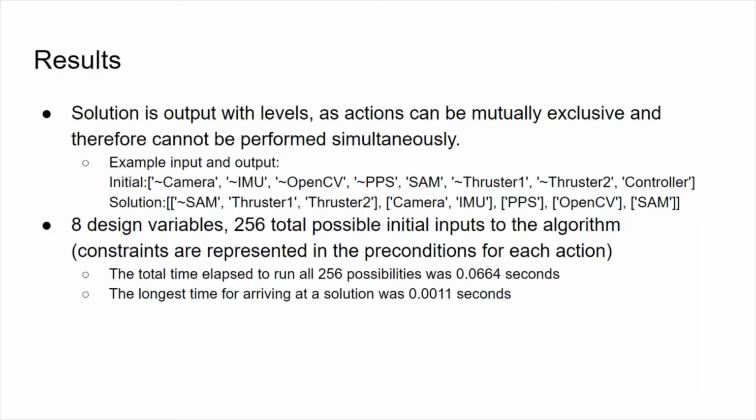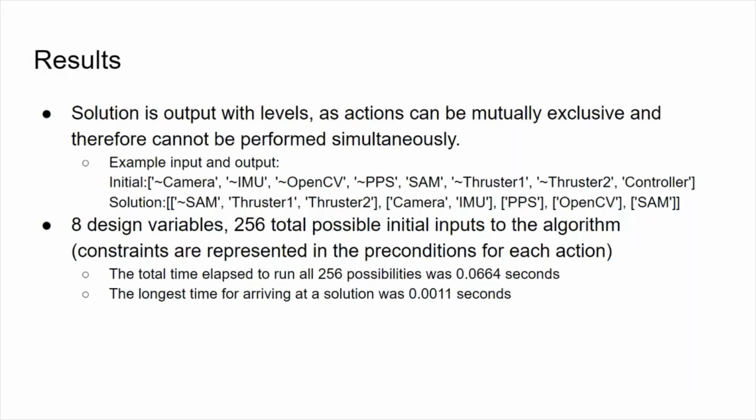And so here are some of the results. The solution is output to be very understandable and to be taken at different levels. And so, like I talked about before, some actions can be mutually exclusive. In other words, they can't be performed simultaneously, but other ones aren't mutually exclusive and can be performed simultaneously. So here's an example input and output from our algorithm. We started it with this initial state where the camera wasn't working, the IMU wasn't working, neither was OpenCV or the PPS or the thrusters. The only things that were working were SAM and the controller.